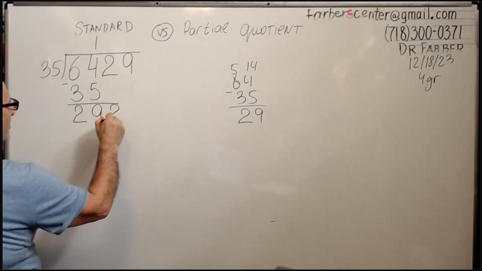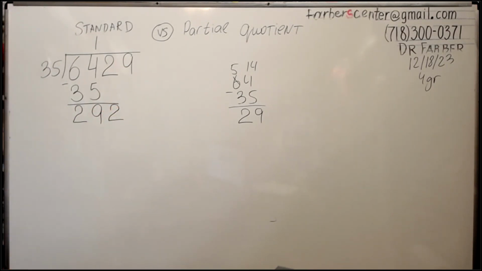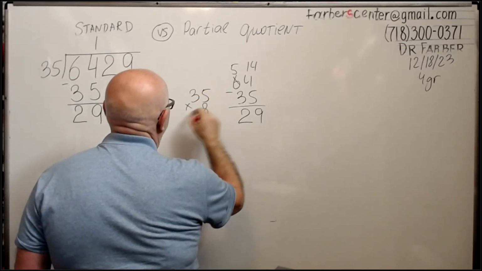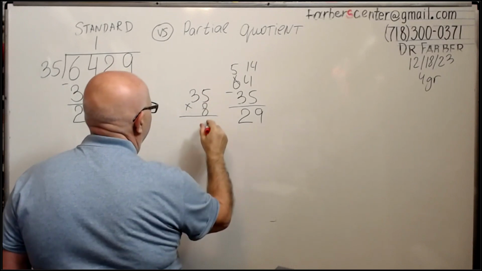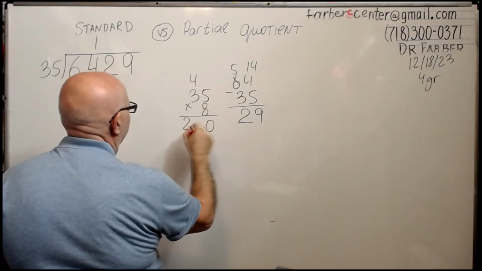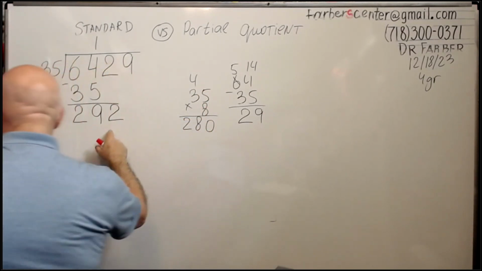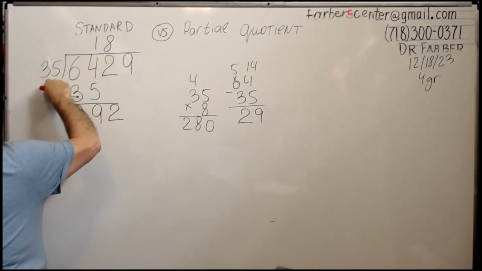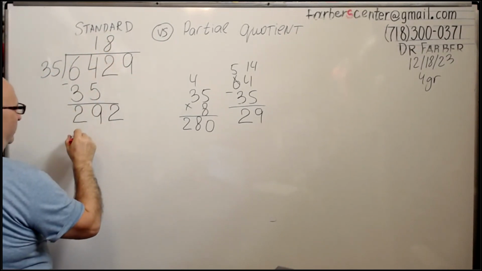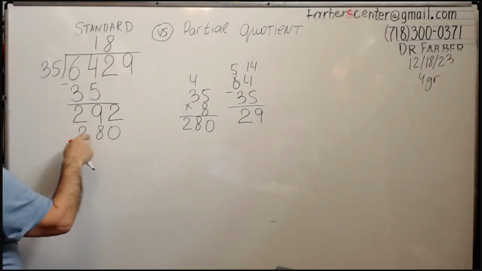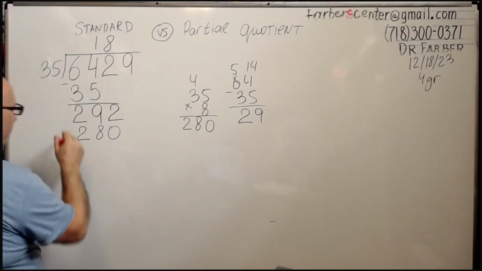Now, the next, I bring down another 2. Okay, 2. Let me try 35 times 8. 8 times 5, 40, so 0, carry 4. 8 times 3, 24 plus 4, 28. And this is less than 292. So I use 8. 35 times 8 is 280. So what I did, I chose a number which helped me to get a result close to this one, but less than this one.